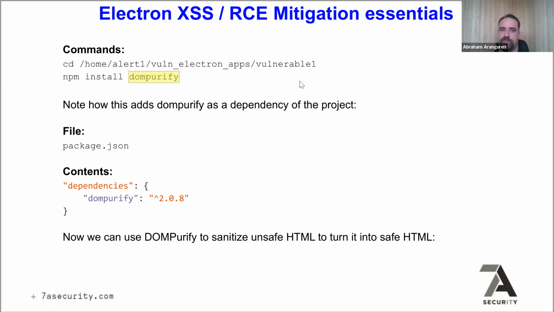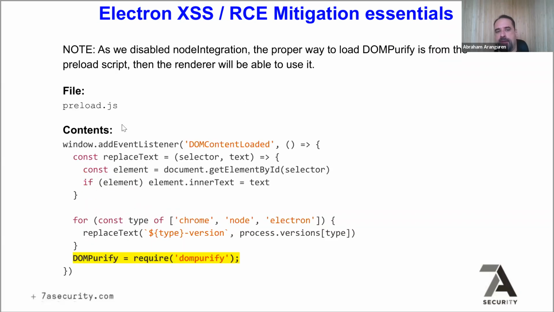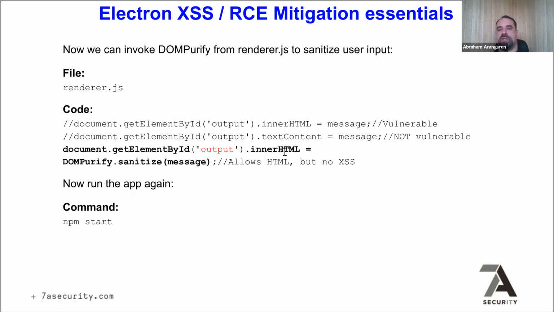Do npm install dompurify on the vulnerable one application, which will add it as a dependency. And then you can add this line of code on the preload.js, DOMPurify equals require dompurify. And then you still use innerHTML, but you use DOMPurify.sanitize on the message. So this is going to allow HTML, but no XSS, right? So this would be the way to fix it, in cases where you want to allow some HTML.